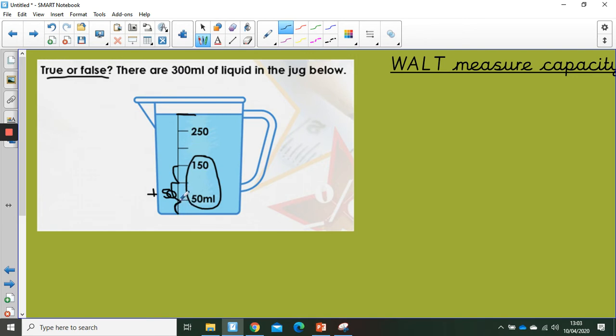Let's count in 50s. Count with me. 50, 100, 150, 200, 250, 300. There is 300 millilitres of liquid in the jug. Therefore, this one is true.